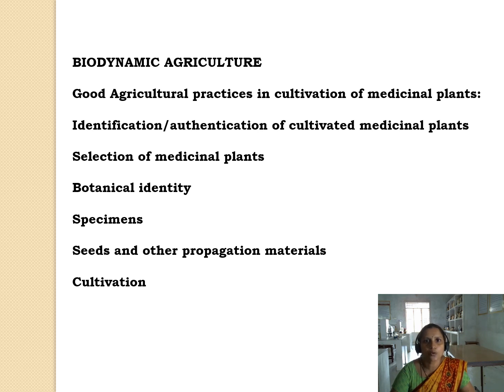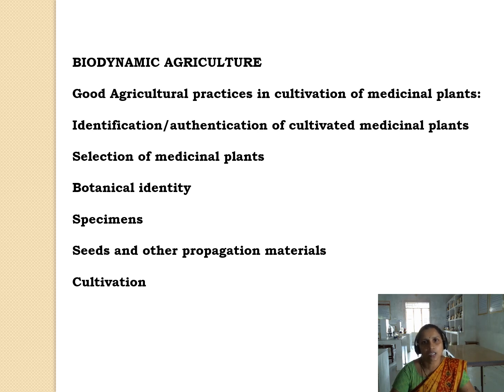Seeds and other propagation materials. The propagation or plant material should be of utmost quality and must be free from contamination and diseases, and must be resistant to biotic and abiotic factors. The quality of propagation material should comply with regional or national regulations. The last one is cultivation. Cultivation of medicinal plants requires intensive care and management.